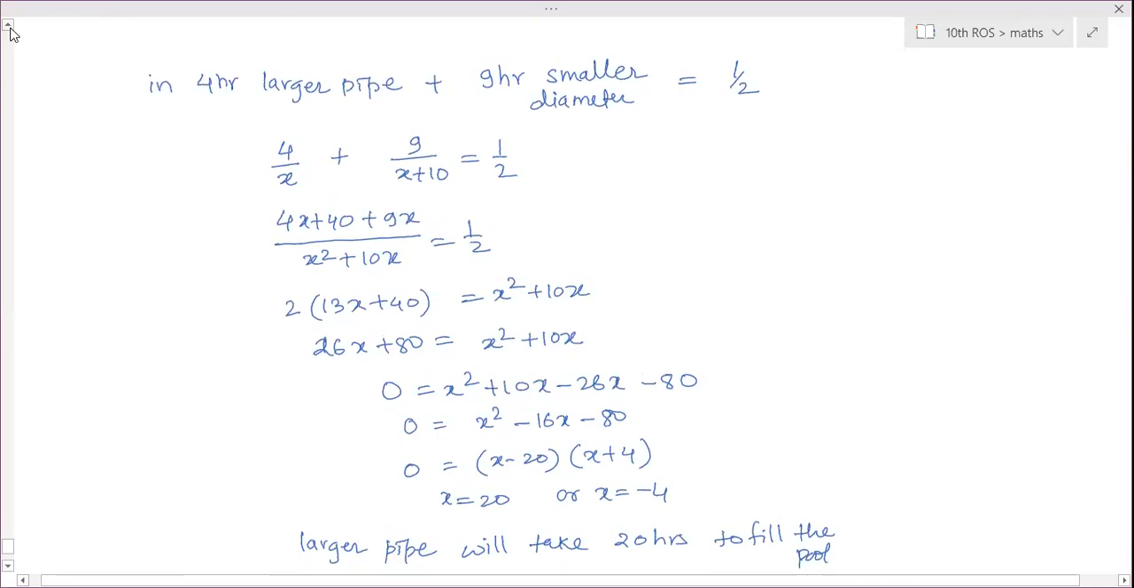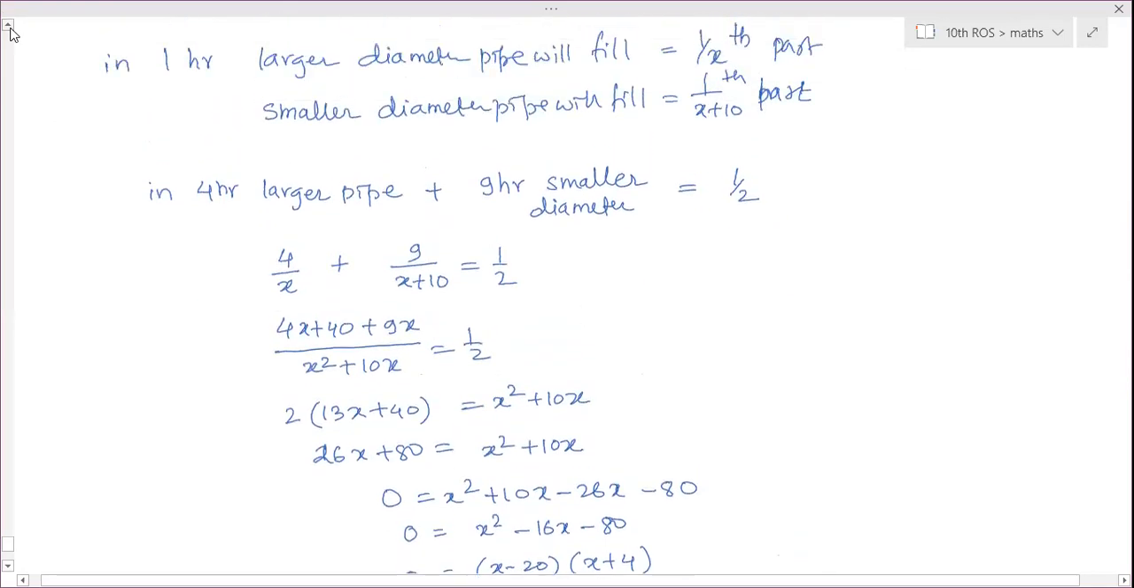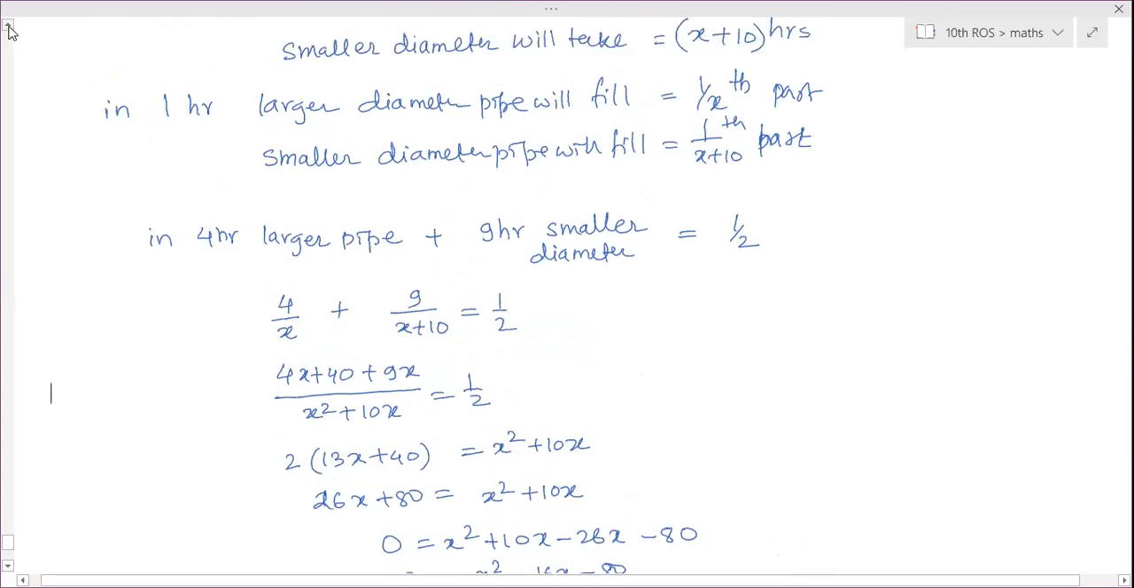So 4 by x, in 1 hour how much part of the tank will be filled by the larger diameter pipe? Then in 4 hours. Okay. And the smaller is used for 9 hours. So in 1 hour, the smaller pipe will fill how much part? 1 by x plus 10. So in 9 hours, how much part of the tank will it fill? 9 by x plus 10. And both of them together fill half the part. Half part is completed. Okay.